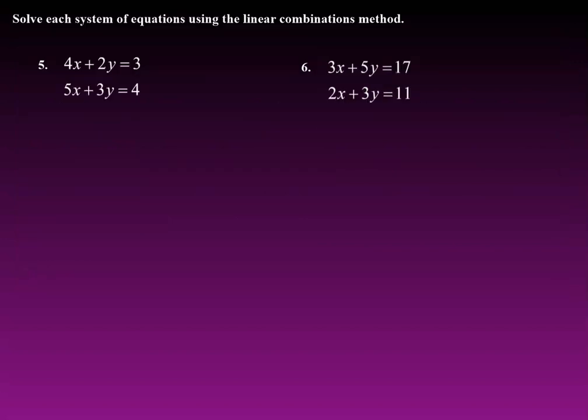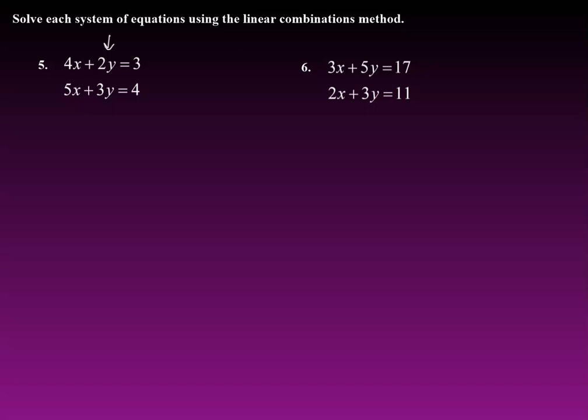Solve each system of equations using the linear combinations method. So this time we are going to have to multiply both equations in order for this to work. So let's look at the first one. We can either choose to get rid of the x or we can choose to get rid of the y. It's our choice at this point.